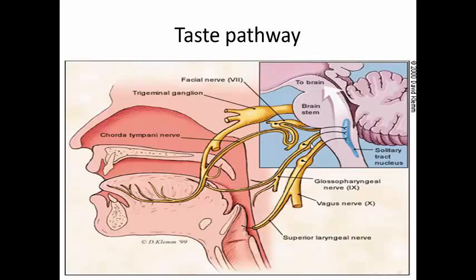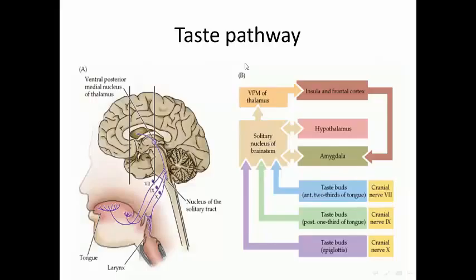The taste fibers from these three nerves will unite and meet in the nucleus of the tractus solitarius, from which second-order neurons will arise into the thalamus, and from there into the brain, into the area of the cerebral cortex responsible for the perception of taste.